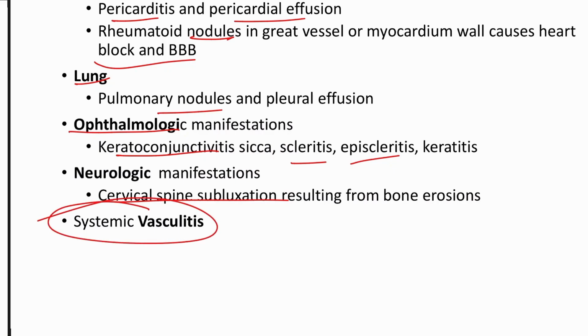And systemic vasculitis. What kind of skin disorder will they have with a systemic vasculitis? How would you describe? Palpable purpura. Palpable purpura. Petechiae is not palpable. That's why we call it palpable purpura. Petechiae, purpura, ecchymosis, none of them are palpable. You can't feel that. But in vasculitis, it's a palpable purpura from the vessels exploding.